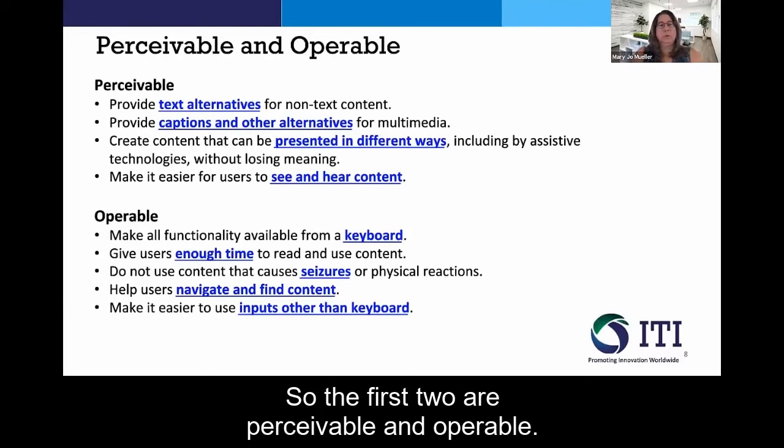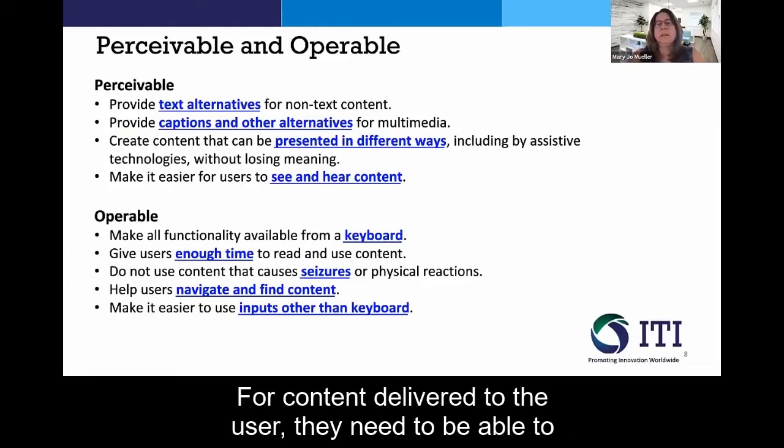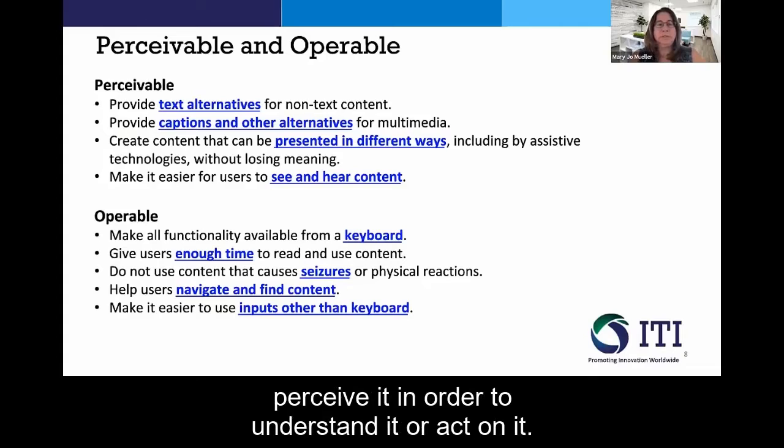So the first two are perceivable and operable. Perceivable is what can be perceived by your senses, such as seeing or hearing. For content delivered to the user, they need to be able to perceive it in order to understand it or act on it.